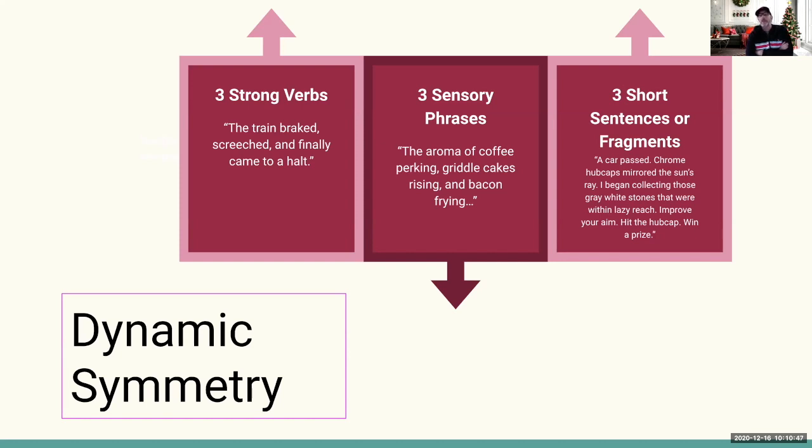And then the last one is 3 short sentences or fragments. A car passed. Chrome hubcaps mirrored the sun's ray. I began collecting those gray-white stones that were within lazy reach. Improve your aim. Hit the hubcap. Win a prize. Those are different types of dynamic symmetry, and all 3 of these are what are referred to as transitional devices.